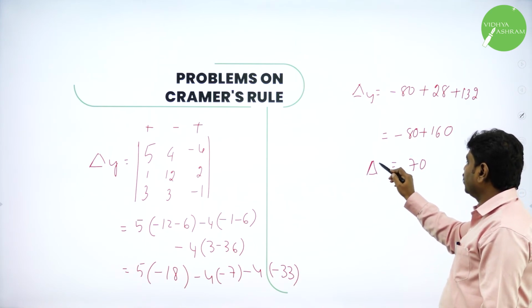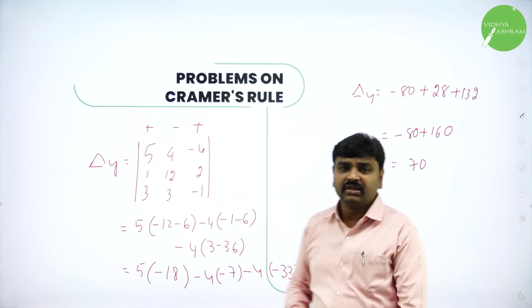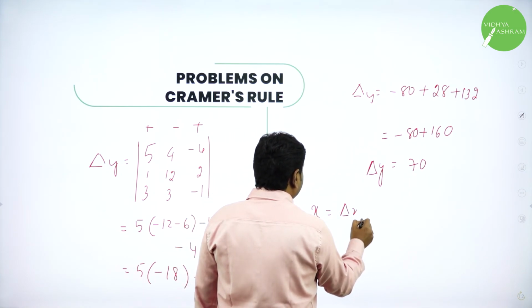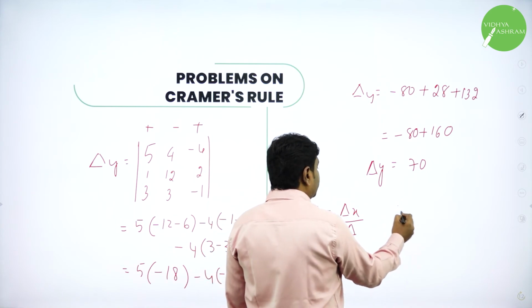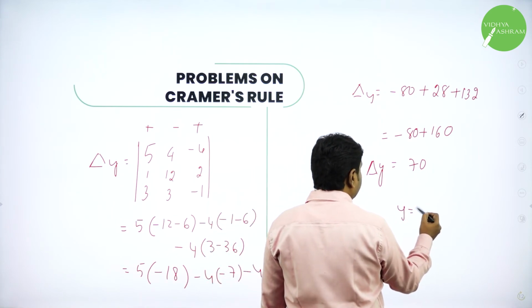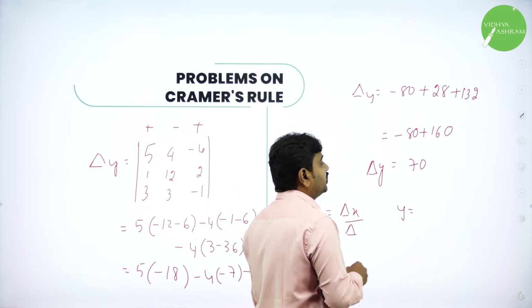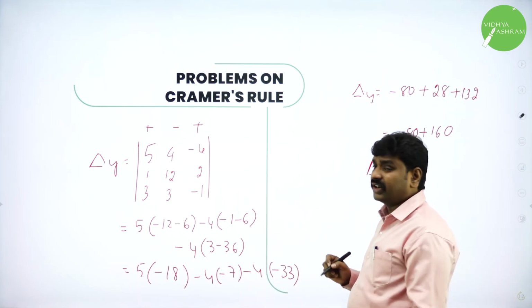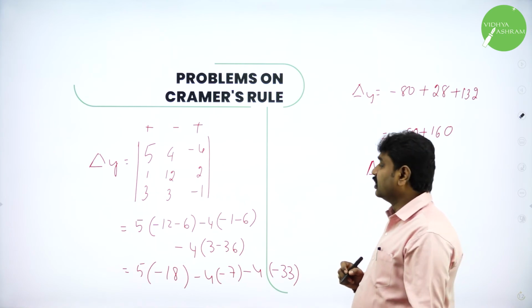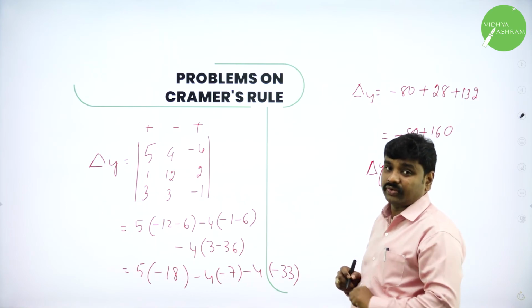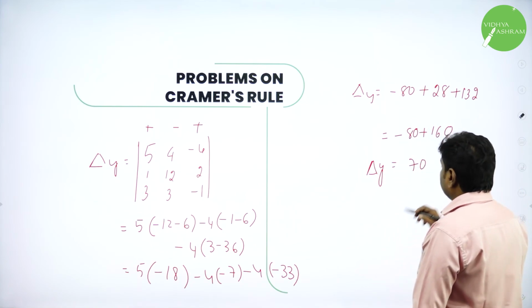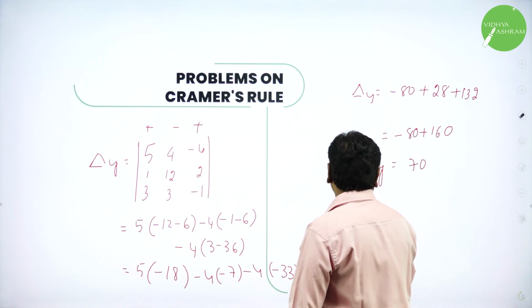Now we got the delta y value. What is delta y? 70. Now find x. How to find x? Delta x by delta. Then find y. How to find y? Delta y by delta. Then similarly you should find delta z also. So first let us make a note of what we got. We got the values of delta x and delta y. Now we should find delta z also. Now I'll find delta z. How to find delta z?